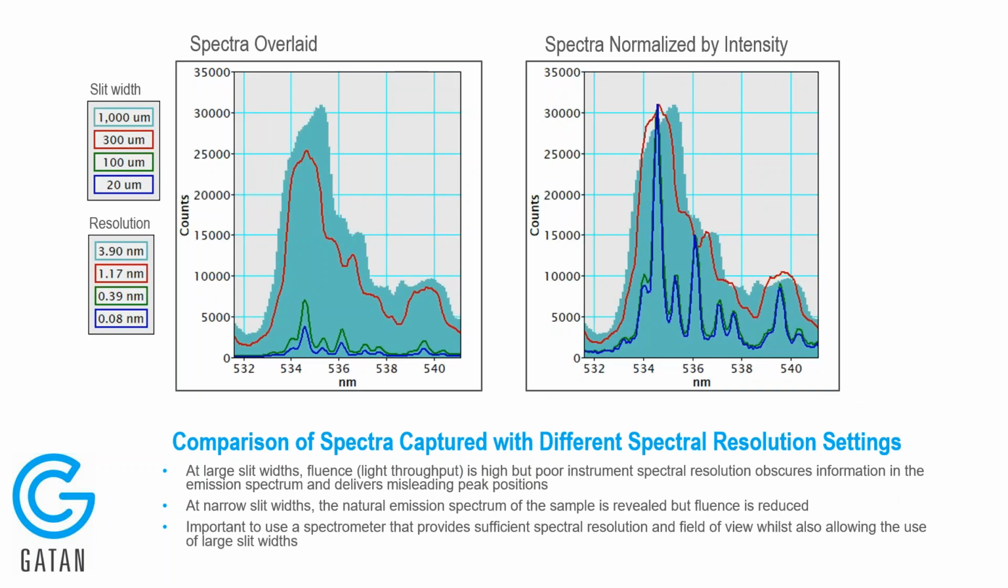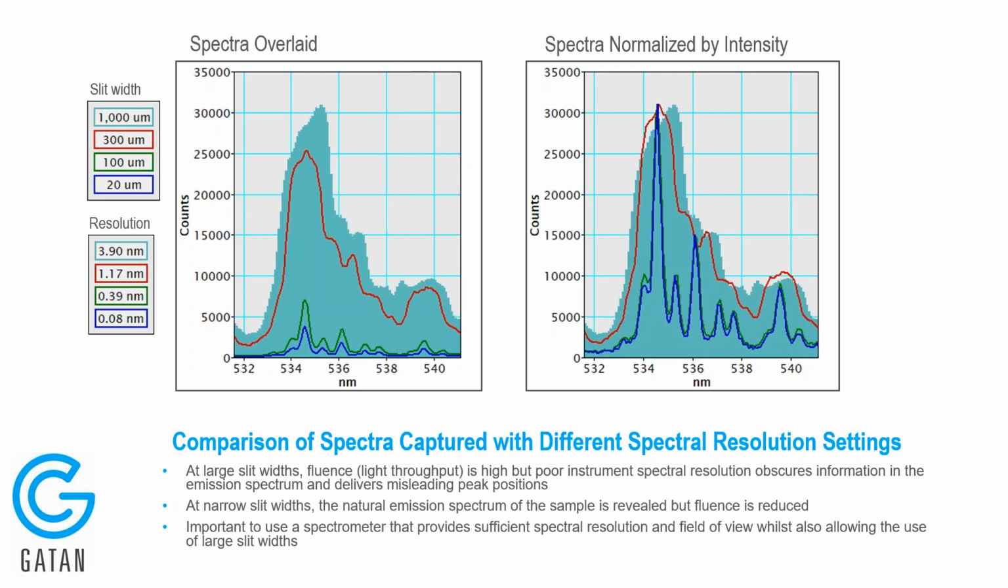We can see that if we look at an overlay of those 4 different slit widths, 4 different resolutions, and compare them. On the right-hand side, you can see them normalized by the maximum intensity. And you can see that we see more detail in the spectra which are captured with narrower slit widths or higher spectral resolutions. Importantly, though, you also see that the peak positions become more accurate. So we have data that we can trust more.